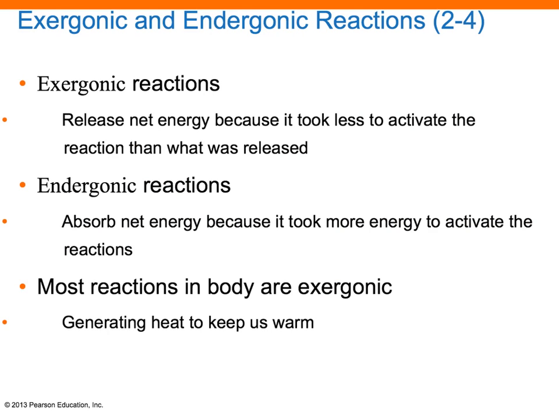There are a couple types of reactions called exergonic reactions and endergonic reactions. In exergonic reactions, the release of net energy is because it took less to activate the reaction than was released. In endergonic reactions, they absorb net energy because it took more energy to activate the reaction. Most reactions in the body are exergonic. And this is to keep us warm because we generate heat as a byproduct of these reactions.